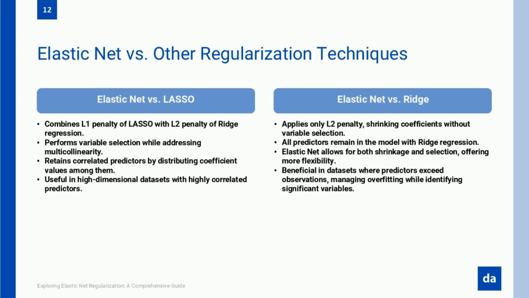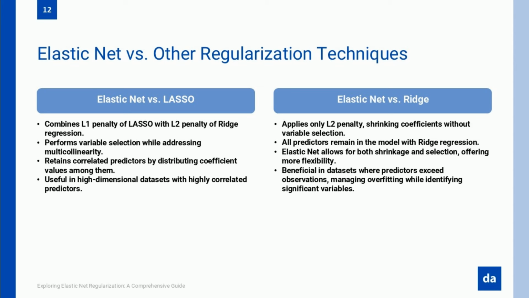It forces some coefficients to exactly zero, which means it effectively eliminates irrelevant features from the model. That's a huge advantage when you're working with high-dimensional data where many variables are just noise. But Lasso has a serious weakness. It struggles with correlated predictors. If two or more variables are closely related, Lasso tends to pick just one and discard the others, even if they contain useful information. That's where Elastic Net steps in.